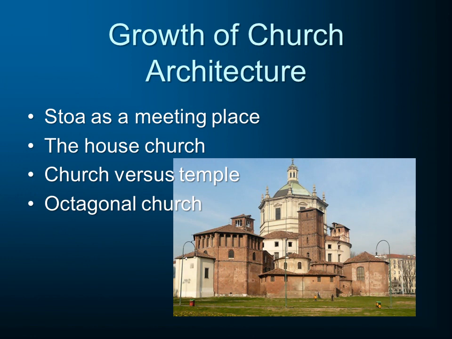Now, I mentioned the octagonal church. By about the 4th and 5th century, you're beginning to see that shape being used sometimes for churches, sometimes for baptistries, because baptism would take place not in the meeting hall of the church, but in a connected building, a connected structure.